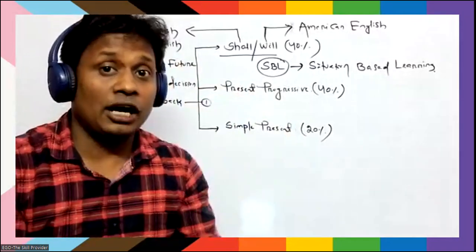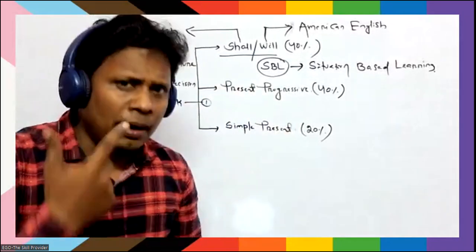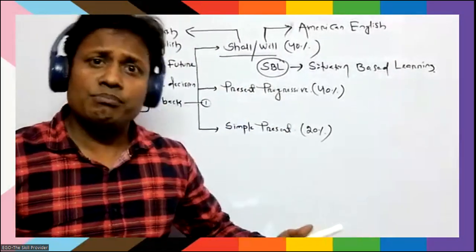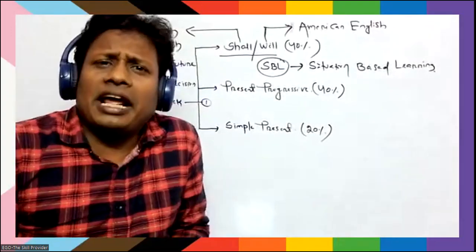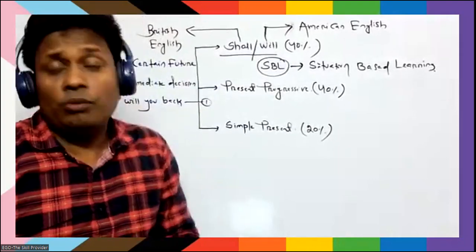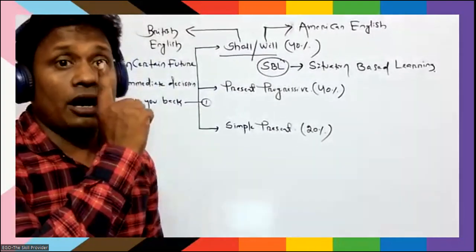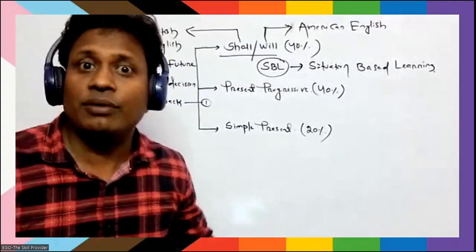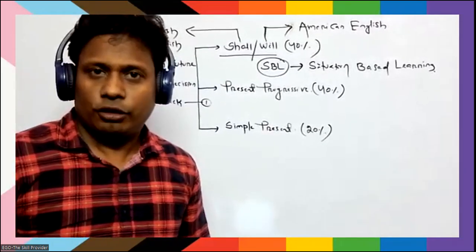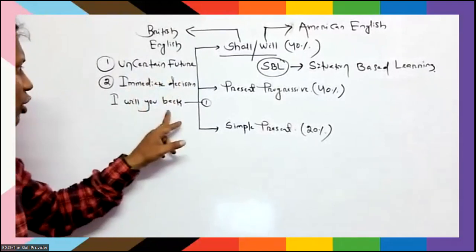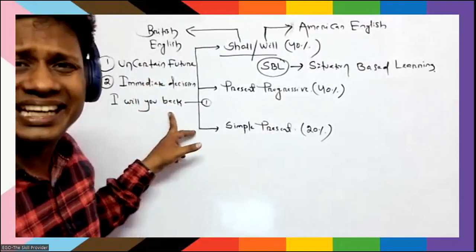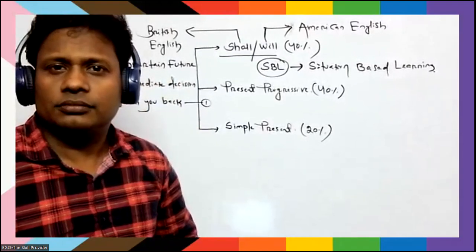Probability and certainty are two different things. Probability: may happen, may not happen. It may rain. That means rain may happen or may not happen. But if it is 100% rain, that means obviously you are going to be drenched. Right? So it is always used for uncertain future. I'll call you back. That means no guarantee that I'm going to call you.